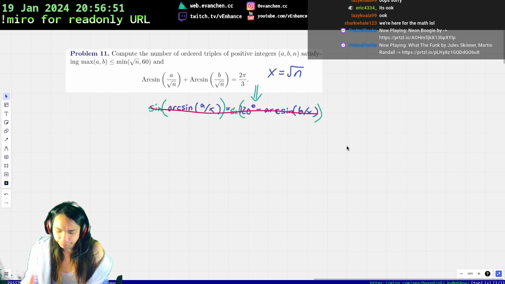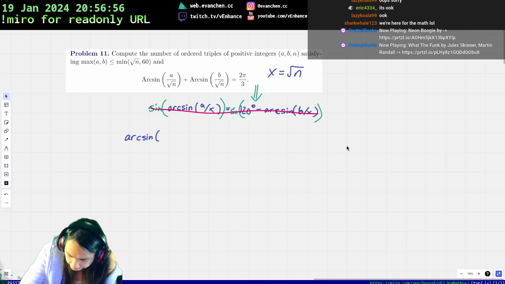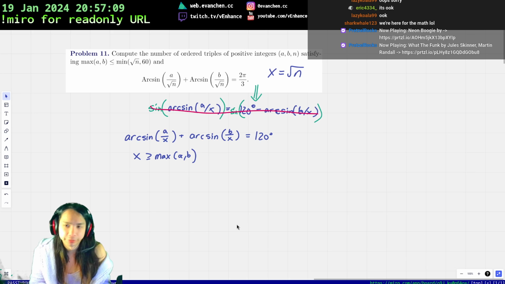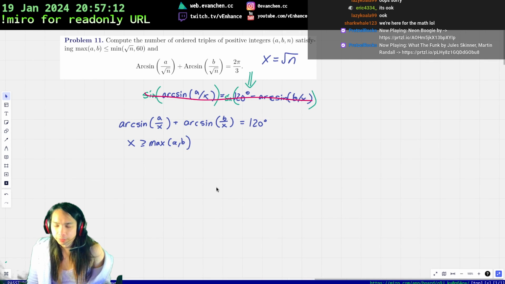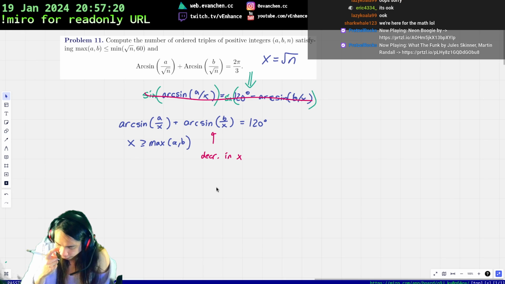Actually, before I even get to the geo, I want to ask when is there any solution to arcsine a over x plus arcsine b over x equals 120 degrees, where x is at least the max of a and b. If x is smaller than this, then the arcsine isn't even defined. And the answer is that this left-hand side is a decreasing function of x.